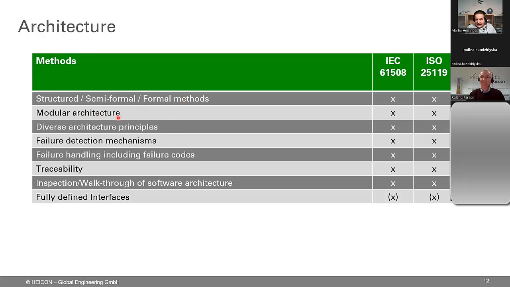Modular architecture, so architecture should be modular, mentioned in all standards. Diverse architecture principles, diverse. This means actually that you have a certain functionality and you want to do some redundancy, and one principle can be a monitoring, as one channel is measuring a signal, the other channel is monitoring this signal. This is a quite fine diverse architecture principle.